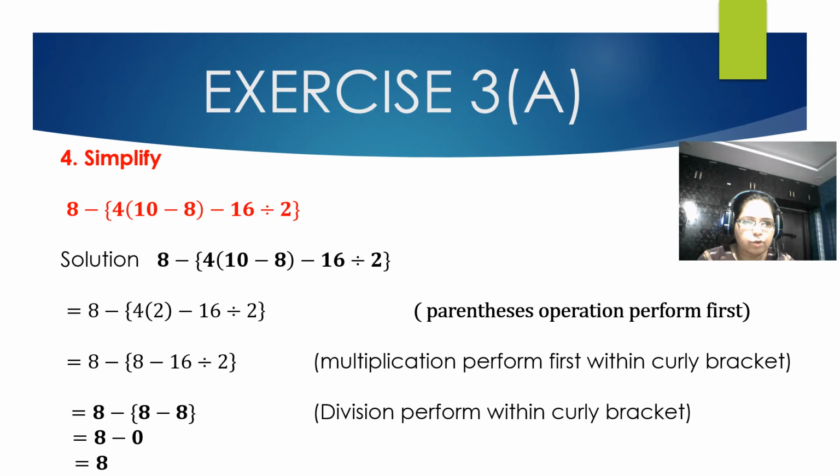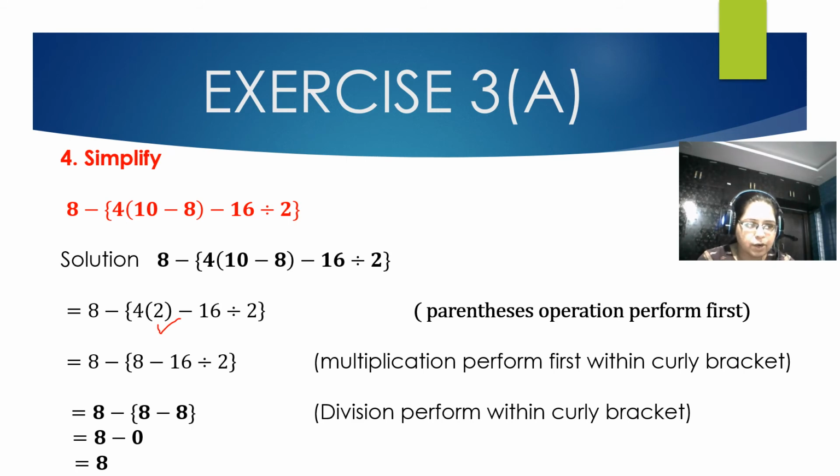So according to the BODMAS rule, first the parenthesis, that is the circular bracket, is performed, then the curly bracket. Inside the curly bracket there is a parenthesis, so the parenthesis operation is performed. So 10 minus 8 is 2. Then 4 multiplied by 2 minus 16 divided by 2. As per the BODMAS rule, multiplication and division have equal priority, but equal priority operations are performed from left to right. So first the multiplication operation, 4 multiplied by 2, is performed, then the division operation.